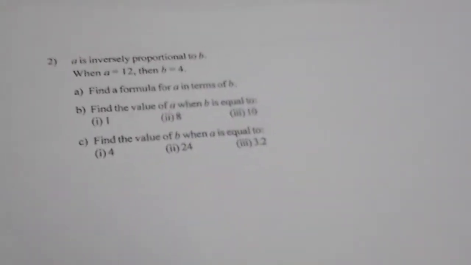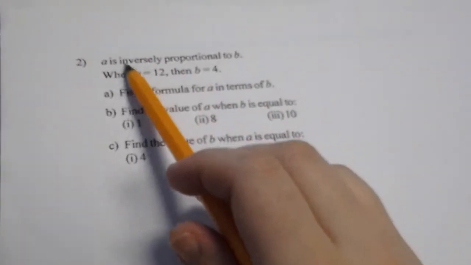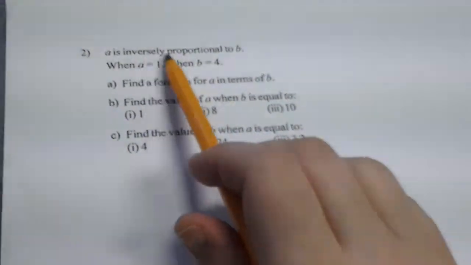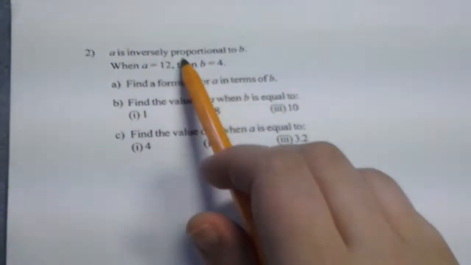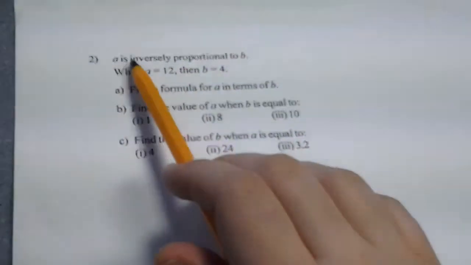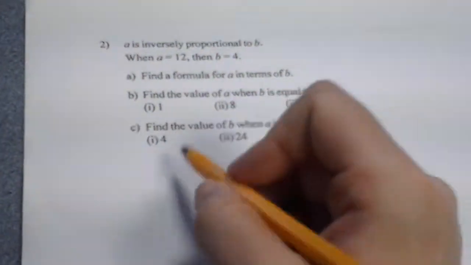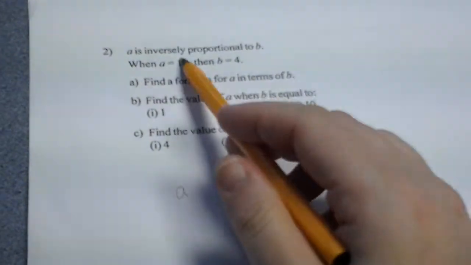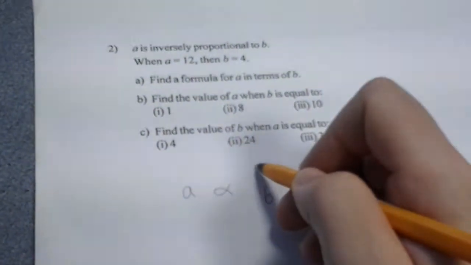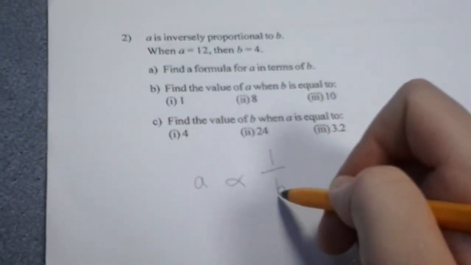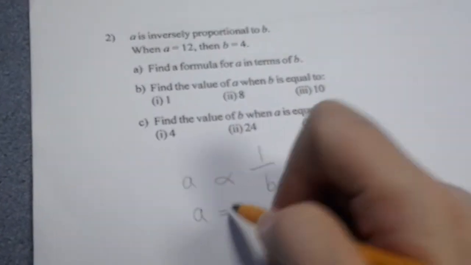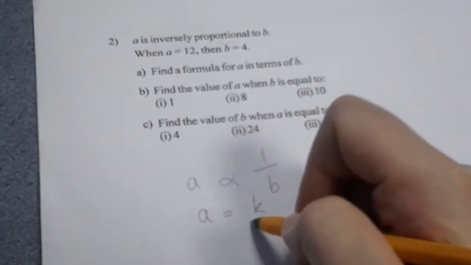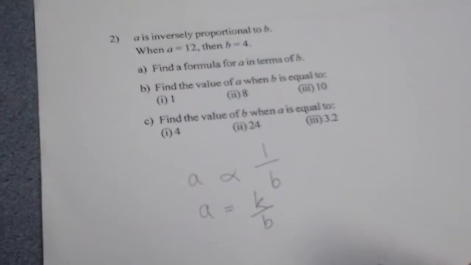For question 2, it's very similar. We've got a different type of proportion though, it's inverse proportion. So that means I'm going to change how I write this. A is proportional to B, but because it's inverse proportion, A is proportional to 1 over B. If I write that with the constant in, A is equal to k over B.